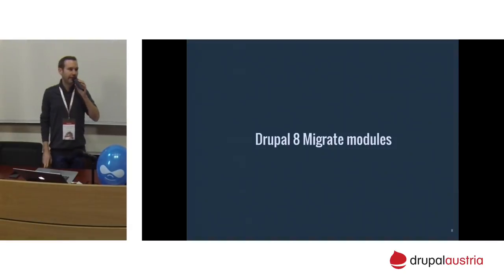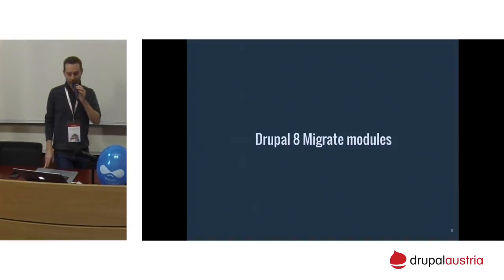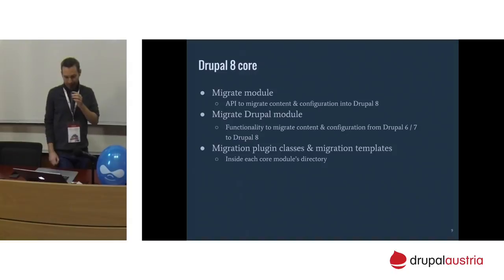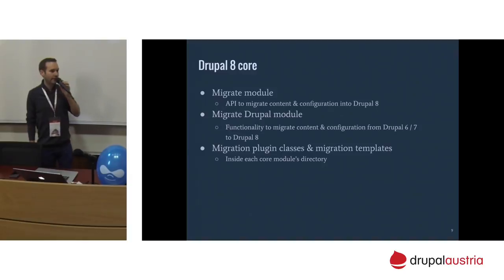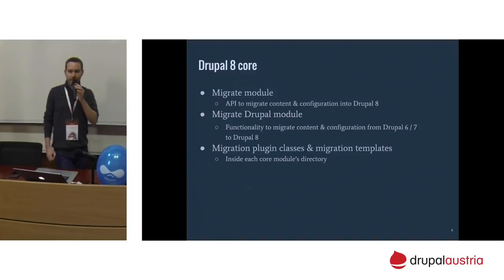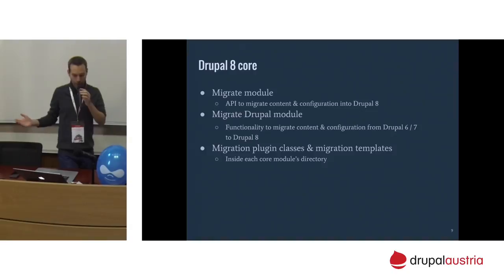So that's a quick overview of the status of Migrate. Now I'll dive a little bit deeper into the modules that are provided, both in core and contrib. So as I said, in core we have the Migrate and the Migrate Drupal module. Migrate provides the basic API logic to migrate content, both from older Drupal versions and from external systems, WordPress, your own CMS, whatever, if you write the script for it. And the Migrate Drupal module is aimed specifically to migrate from older Drupal versions into Drupal 8.